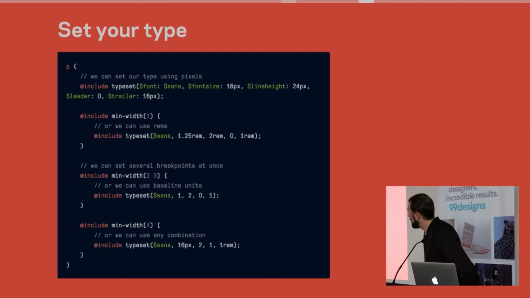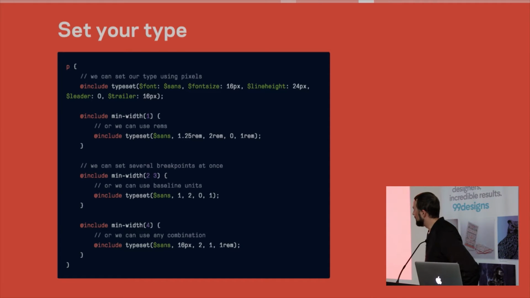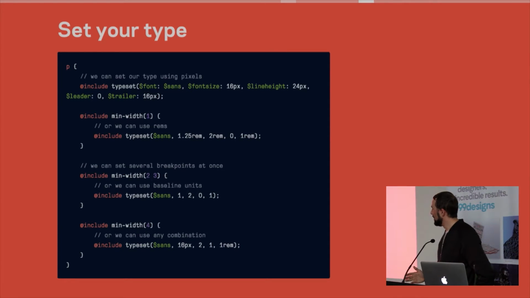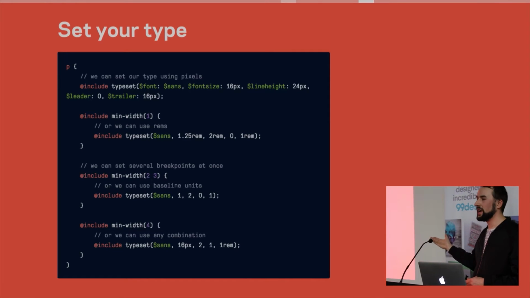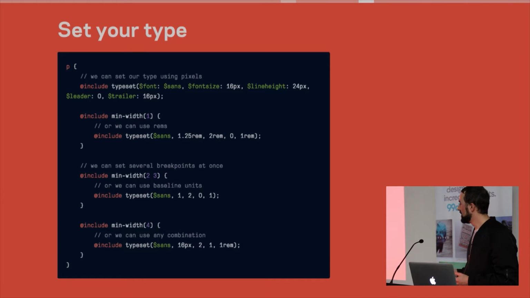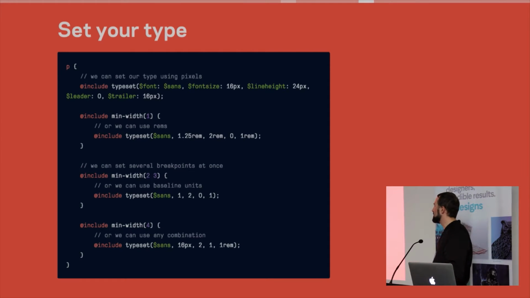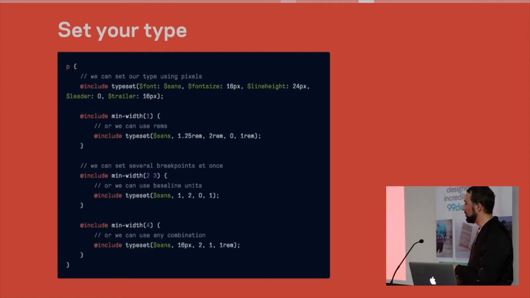In this example, you're starting off with 16 pixels, and if you didn't have any of your media queries, that would scale relative to your root size. But you can override that at any breakpoint with a new size. The other thing I want you to notice is that there's a couple of different formats that you can input your sizes with. You can use pixels, you can use rems, or you can use a unitless number, which is basically your baseline units. So a 1 is every 1 row of your baseline grid.